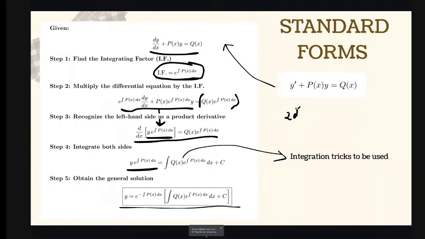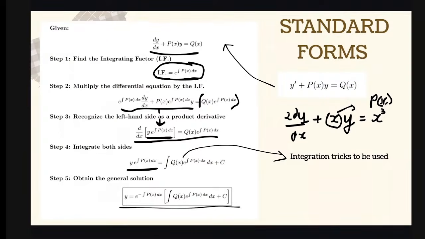So let's say you have 2 dy/dx plus, I don't know, x times y is equal to x cubed. Then how do we try solving this? First of all, let's find the integrating factor. So this is p(x). What is the integrating factor? E power integral x times dx. But is this correct?